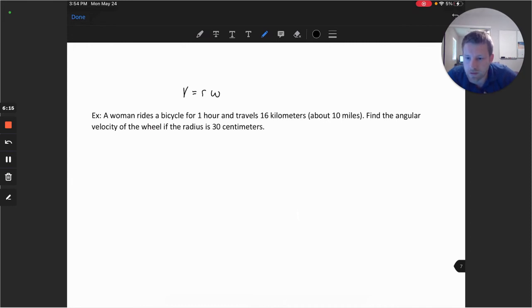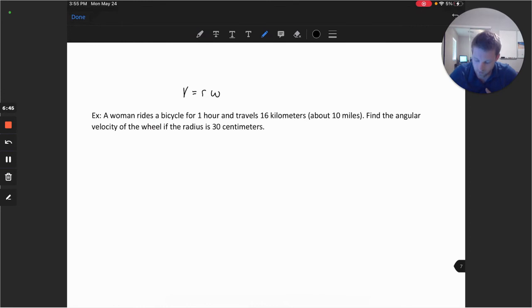This example says a woman rides a bicycle for 1 hour and travels 16 kilometers. We want to find the angular velocity of the wheel if the radius is 30 centimeters. So a few things we want to be aware of here. One is the units of our calculation, and one is just how do we calculate this problem.